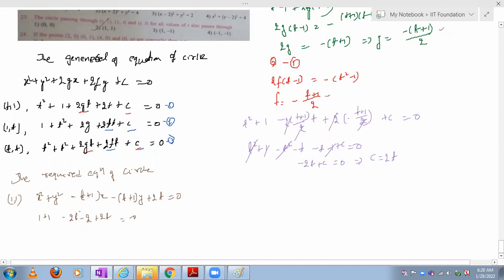See, minus 2t cancels, plus 2, and 1, 1 cancels. For any value of t, it will pass through 1, 1. Got it?